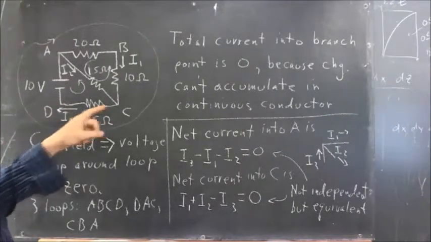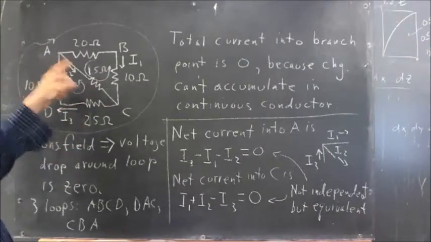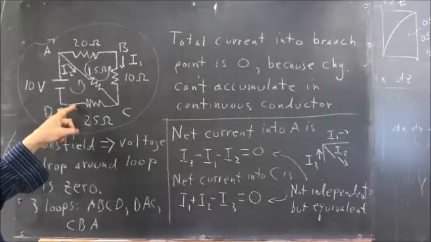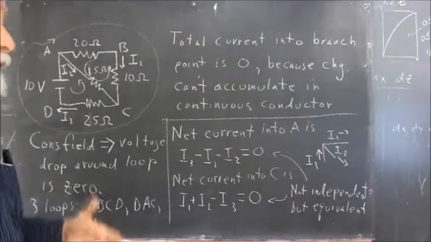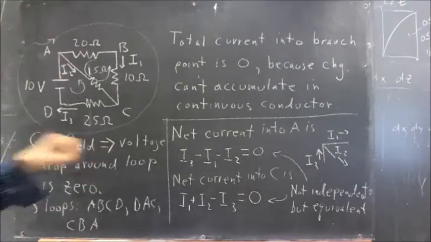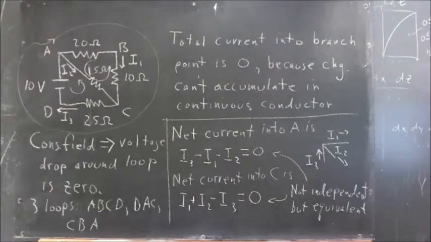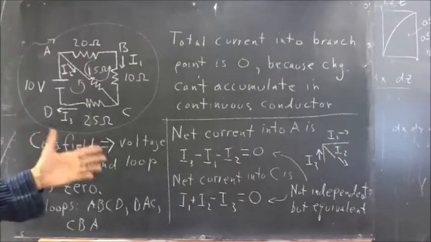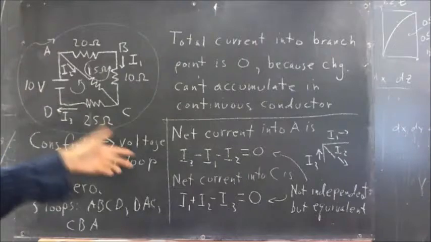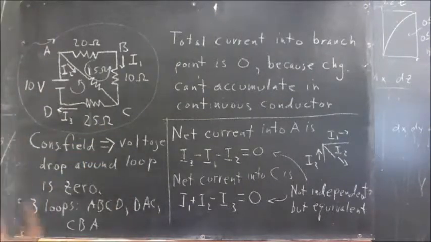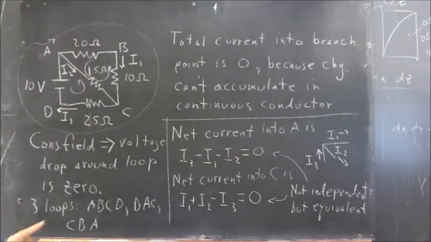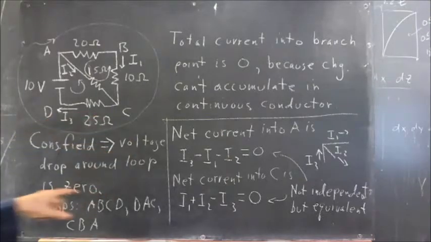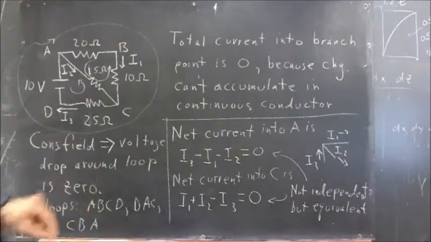That just means if I start from any point and go around a loop back to the same point, since this field is conservative, there's no change in potential energy. And voltage is potential energy change per unit of charge. So, since there's no potential energy change, there's zero potential energy change per unit of charge, zero voltage change. This is just an expression of the fact that the field is conservative.